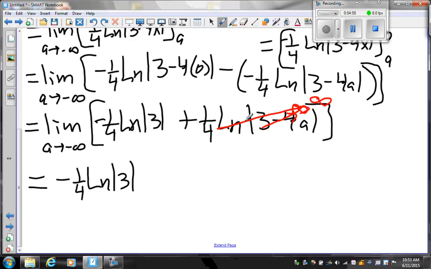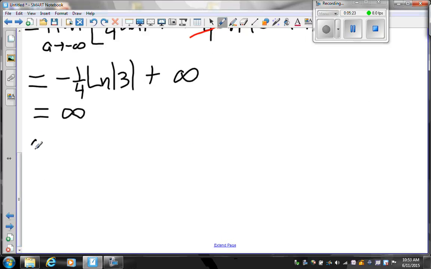And as this whole thing gets very, very large, dividing by 4 really doesn't affect it. This whole quantity is going to tend to plus infinity. If you take infinity and add negative 1/4 natural log of 3, you're still going to wind up with infinity. So this limit is infinite, which means that it diverges, and that tells us that the integral diverges. You could say so: the integral from negative infinity to 0 of 1 over 3 minus 4x dx diverges.